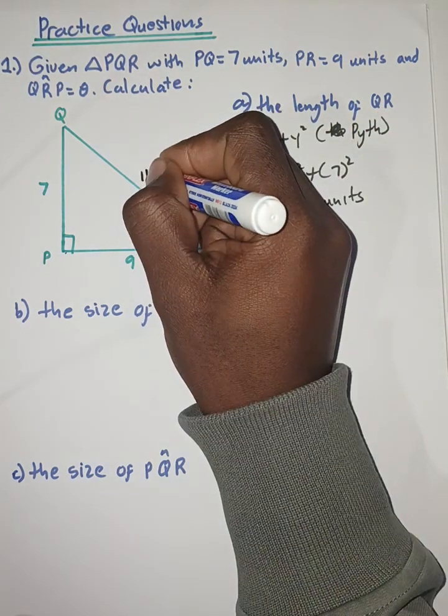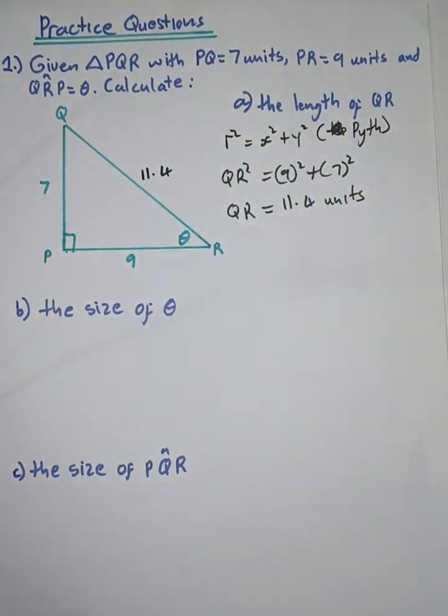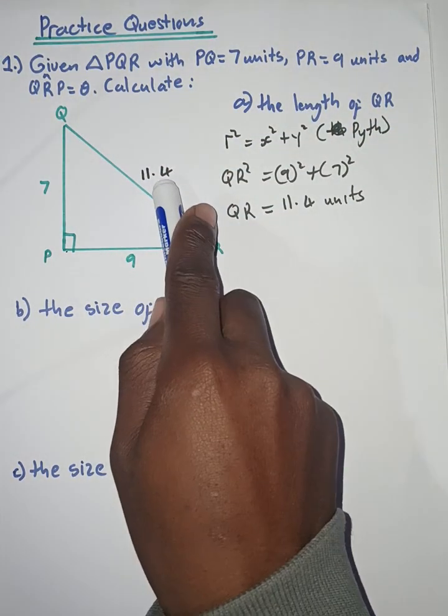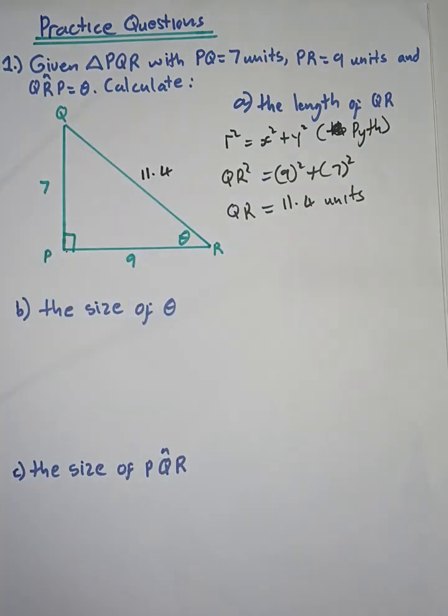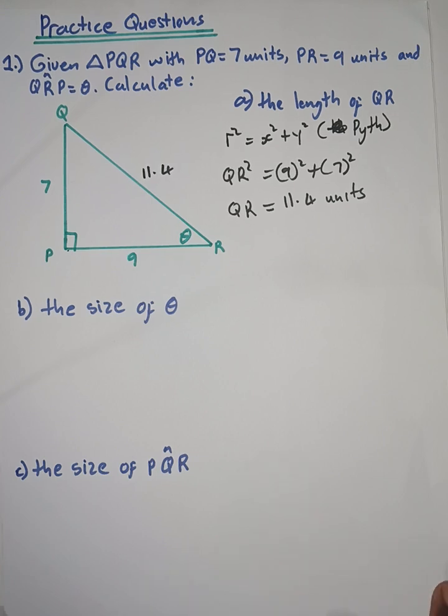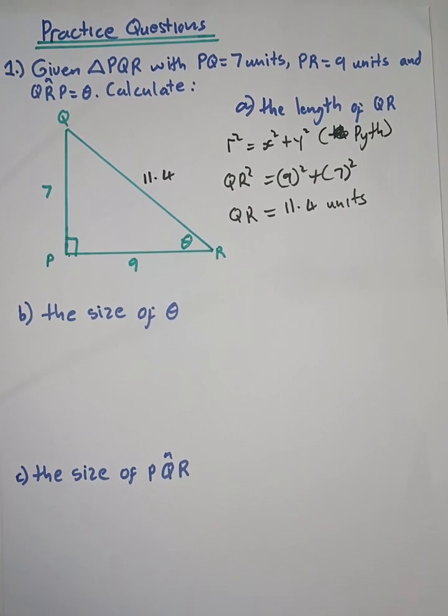So that's 11.4. Now if you got an answer that was less than either one of those sides, you would realize that can't be true, because we know that the hypotenuse is always the longest side in a right angled triangle.